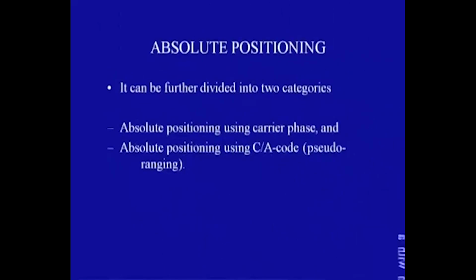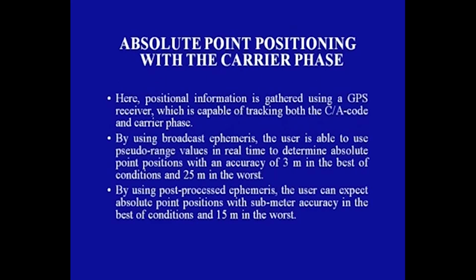frequency receiver. We can further subdivide this absolute positioning technique into two more categories. One is absolute positioning using carrier phase and the other is absolute positioning using CA code, that is pseudo ranging. So, let us look at these two categories of point positioning method. Absolute point positioning with carrier phase. Here in this technique, positional information is gathered using a GPS receiver which is capable of tracking both the CA and P codes and the carrier phase.